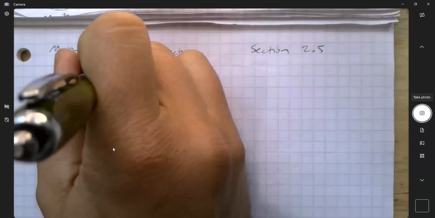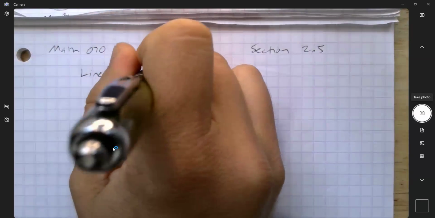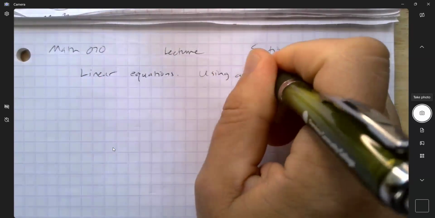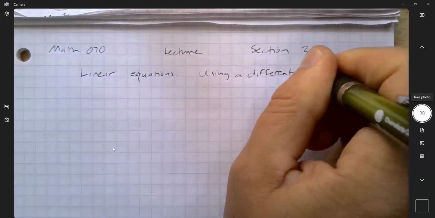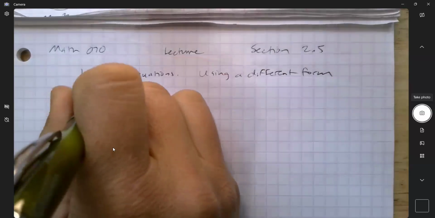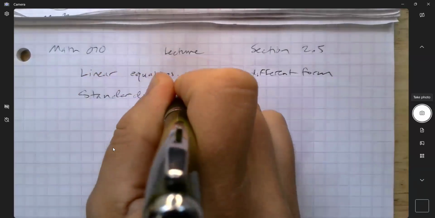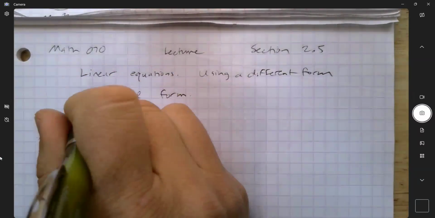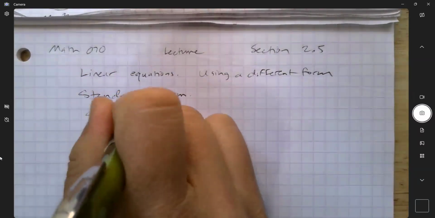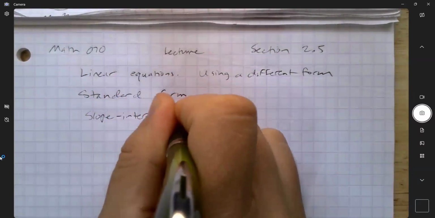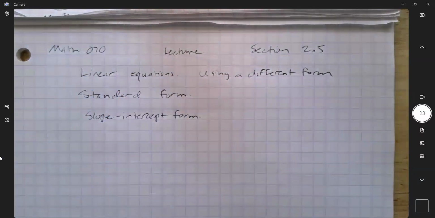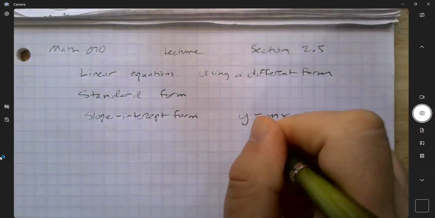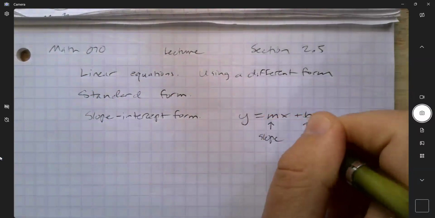This is all about linear equations using a different form, which is called standard form. But first, a bit of review. You are going to encounter standard form sometimes, but whenever you can, I recommend that you work in slope-intercept form because it's what we use the most often. Y equals mx plus b, where m is the slope and b is the y-intercept.